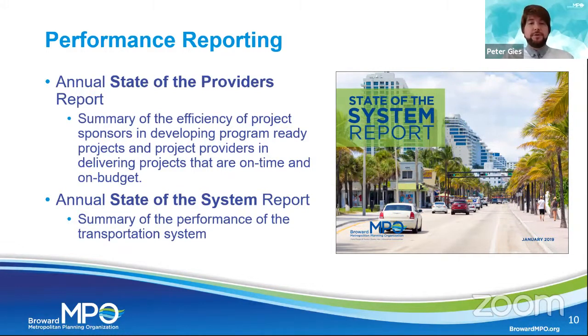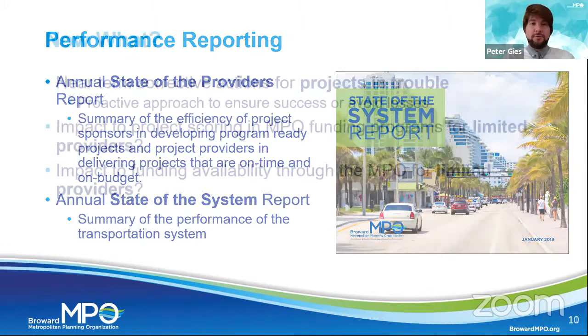In addition, we also want to continue publishing a state of the system report where we can show what impact the projects are having in the region, how well we are delivering those projects, how we're adding to the bicycle lane network, how we make sure that we're reducing congestion in the system. And that's something that we also want to publish annually alongside the state of the providers report.